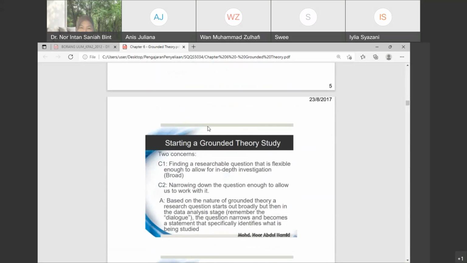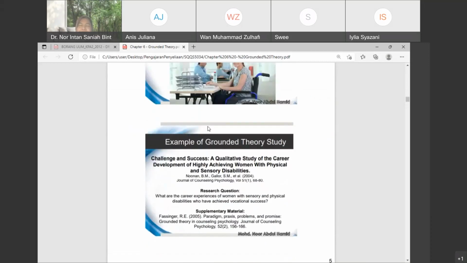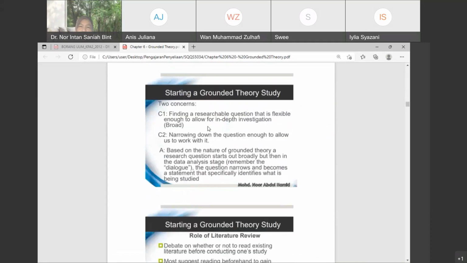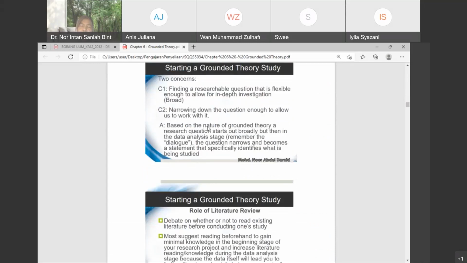Then it looks broad at the start, right? Concern one, and then we have to narrow it down to make it doable. Based on this nature, you can have something broad, like this: challenge and success, quite broad, right? And then highly achieving women, also broad. And then you narrow down with physical and sensory disabilities. But when you read this paper, they have their own narrowing, and they manage to identify what they want to study.